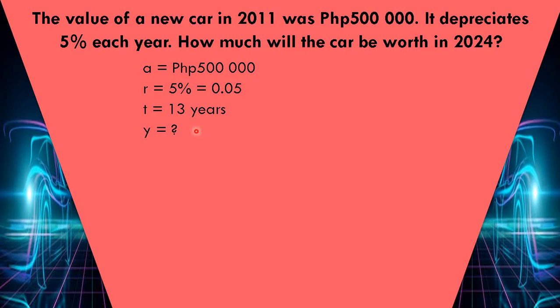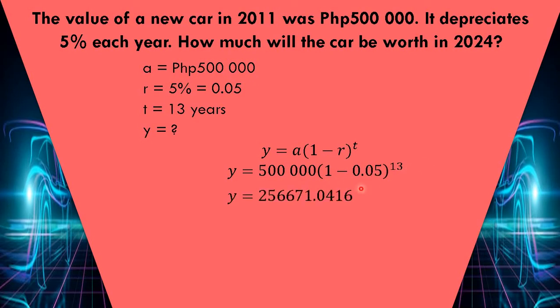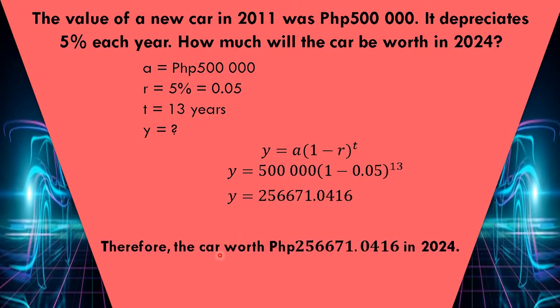So the formula is y equals a times 1 minus r raised to t, and we insert all the information we have. So y equals 500,000 times 1 minus 0.05 raised to 13. After simplifying, we have y equals 256,671.0416. So therefore, the car is worth 256,671.0416 in 2024. That's how we solve exponential decay.